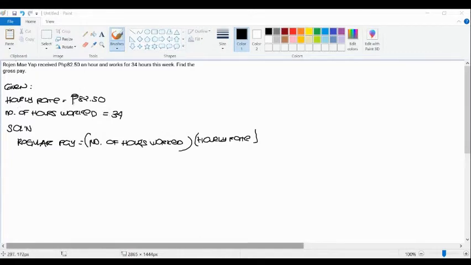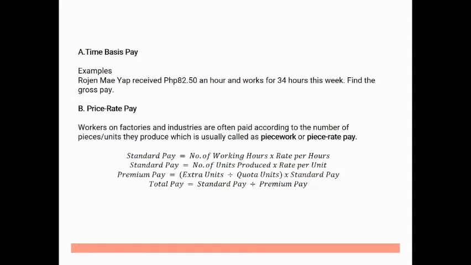These are the givens we have. Hourly rate of 82 pesos and 50 cents. Number of hours worked, that is 34 hours. The formula for this is regular pay is equal to the number of hours worked multiplied by your hourly rate. So let's substitute this. 34 multiplied by 82 pesos and 50 cents. That will give us a result of 2,805 pesos. So therefore, her total gross pay is 2,805 pesos.